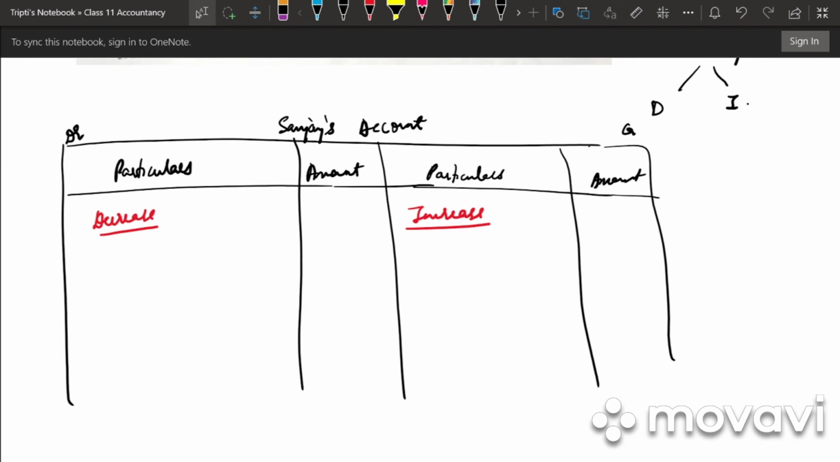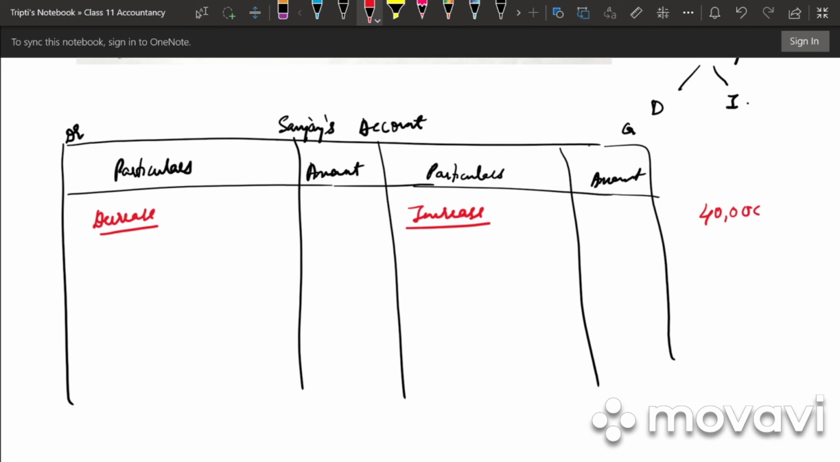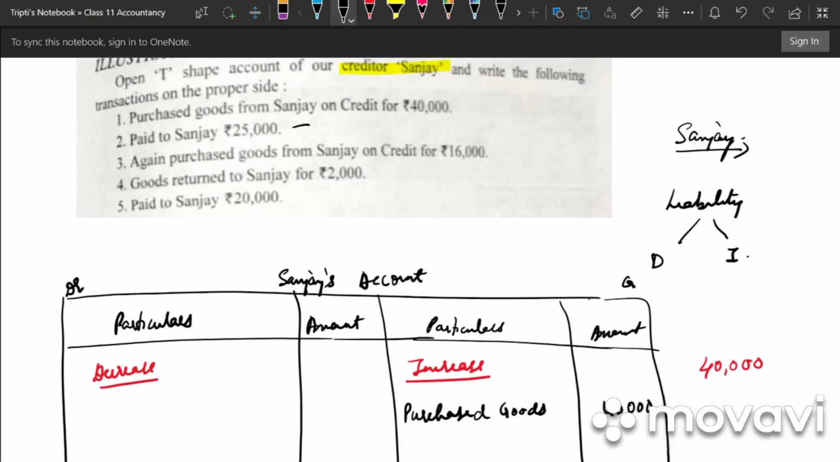So firstly, who is a creditor? When business owes money to a person, he is a creditor. So our first transaction is that purchase goods of 40,000 from Sanjay. So we have purchased goods of 40,000 from Sanjay, which means there is an increase in our creditor. So we'll be writing purchased goods. How much is it? 40,000.